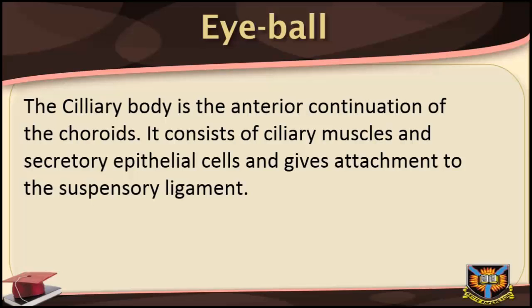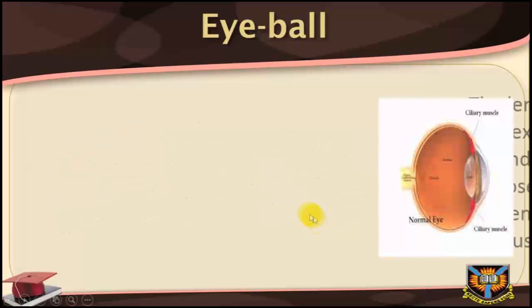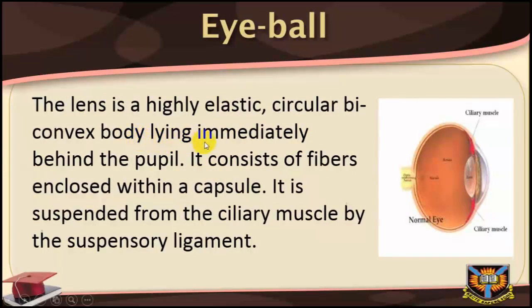The lens is a highly elastic, circular biconvex body lying immediately behind the pupil. It consists of fibers enclosed within a capsule. It is suspended from the ciliary muscle by suspensory ligaments. The ciliary muscle, through the suspensory ligaments, controls its thickness. The lens bends, refracts light rays reflected by the objects in front of the eyes. The nearer the object to be viewed is, the thicker the lens becomes to allow focusing.